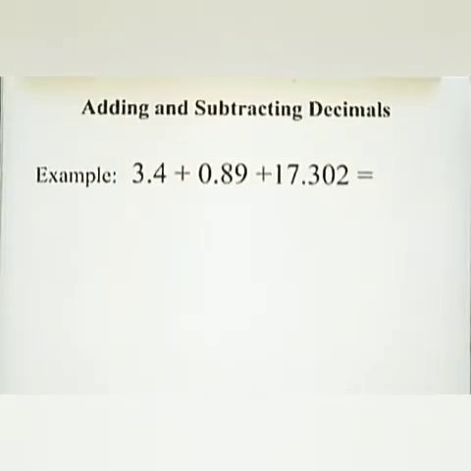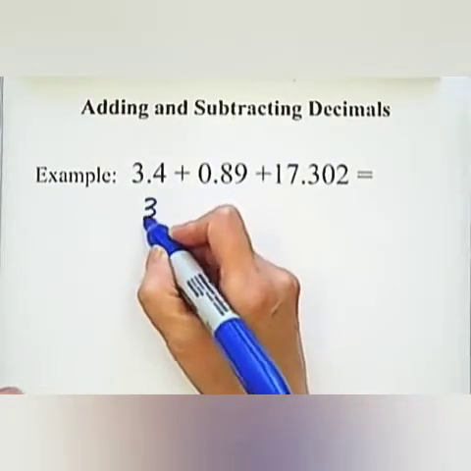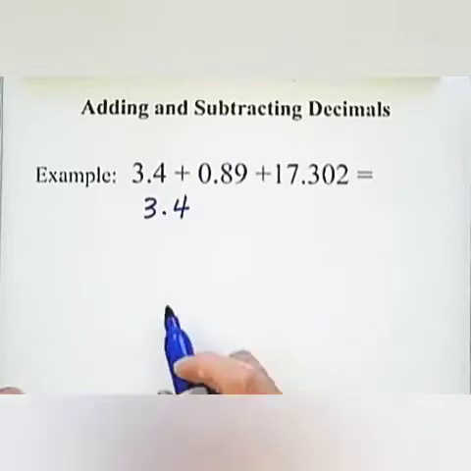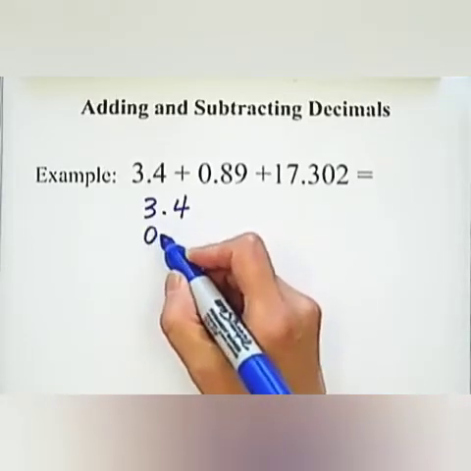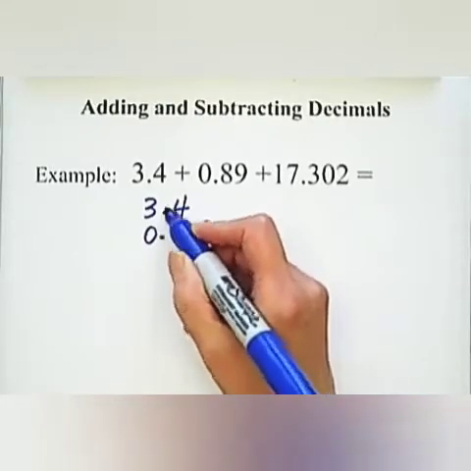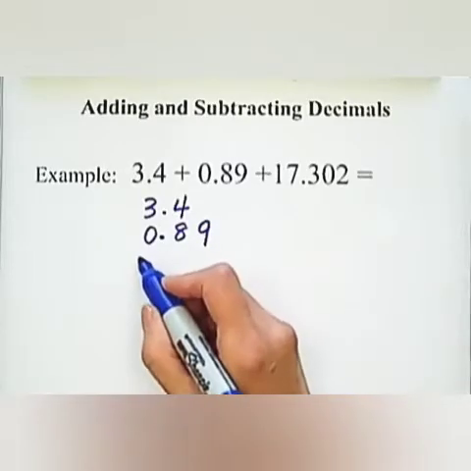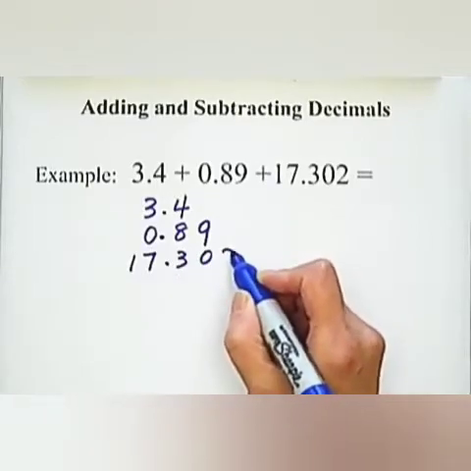3.4 plus 0.89 plus 17.302. First, we follow the first rule, line up the decimal. So 3.4 plus 0.89. Because rule 1 says line up the decimal, we need to put 0.89 so that the decimal is lined up. Then 17.302.